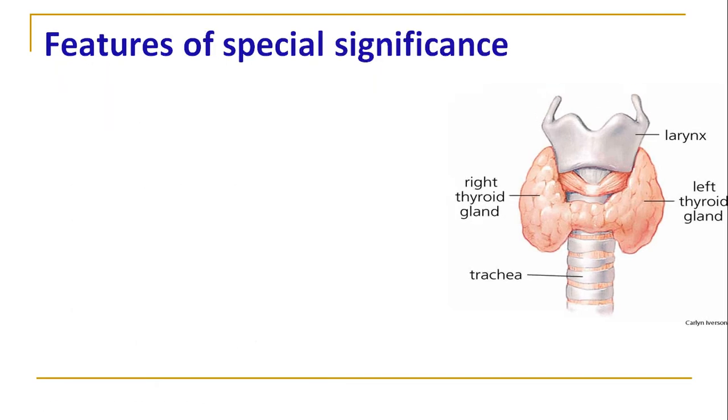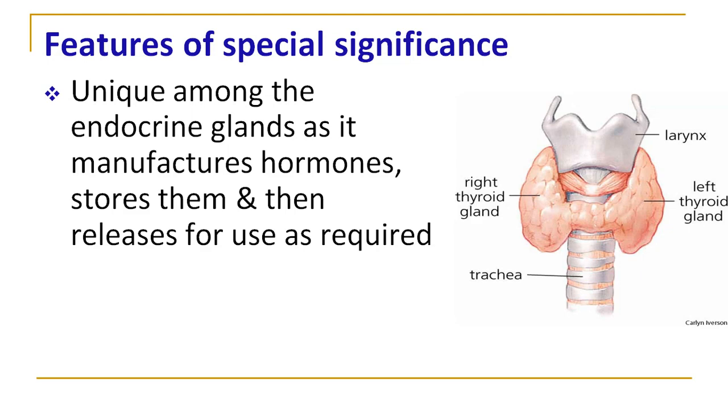Some of the features of special significance include: it is unique among all the endocrine glands in that it manufactures hormones, stores them and then releases them as and when required. And this is the only endocrine gland which is dependent on the external environment for its hormone production. So what is the ion on which it depends? It is nothing but the iodine ion. The thyroid follicles already have a rich amount of iodine within them. In addition to that, from iodized salt or food products, the iodine taken up after absorption will be there in the bloodstream, and will be actively pumped into the thyroid follicle against the concentration gradient.